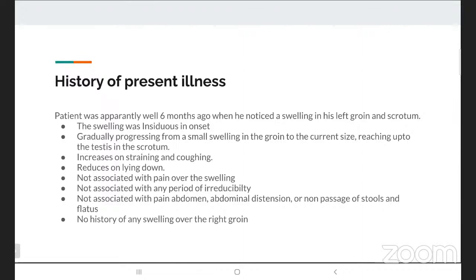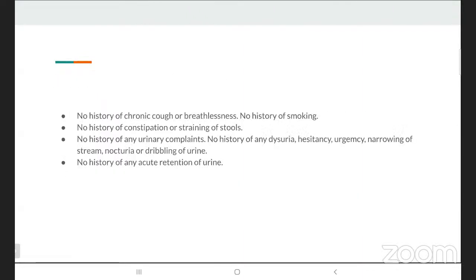The patient did not give any history of swelling over the right groin. He had no history of chronic cough or breathlessness, and no history of smoking. He had no history of constipation or straining at stools. He had no urinary complaints, no dysuria, hesitancy, urgency, narrowing of stream, nocturia, or dribbling of urine, and no history of acute retention of urine in the past.